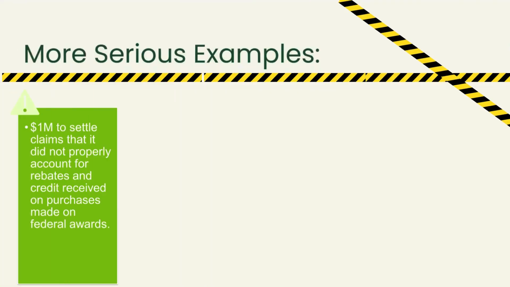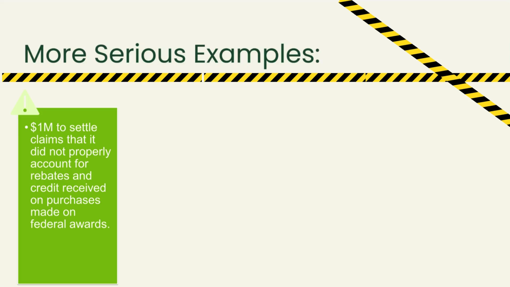Okay, so these are some big ones. I can't say that this is what normally happens, but these are definitely some bigger ones that will catch your attention. So one institution had to pay $1 million to settle claims that it did not properly account for certain rebates and credits received on purchases it made on federal awards.